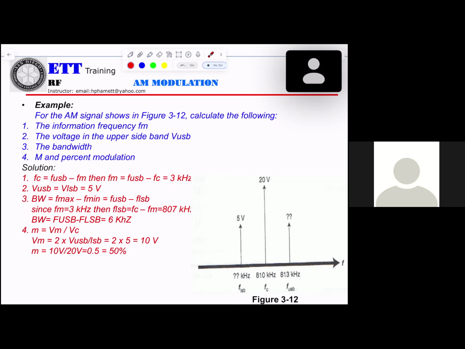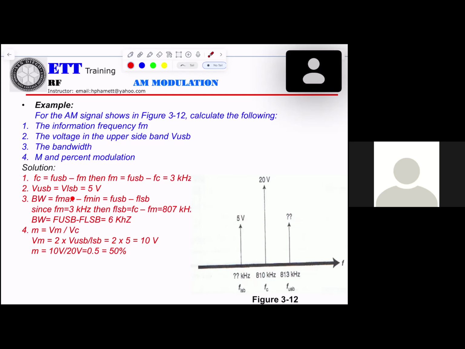You know, they give you the carrier frequency, upper frequency, lower frequency. So you take S10 minus S13, that's why you get the lower side. V upper sideband means they're asking you what the voltage is here. That's easy to recognize. They will be the same here, 5 volt.